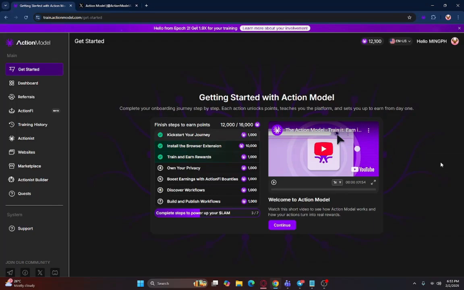It's currently 2:53 a.m. here in the Philippines, and we're going to be discussing an interesting project that I'm currently working on or testing out. This is called Action Model AI. I'll be discussing the pros, the cons, and who should or shouldn't care about the project.